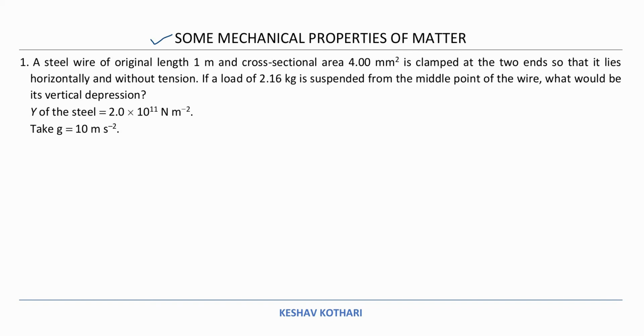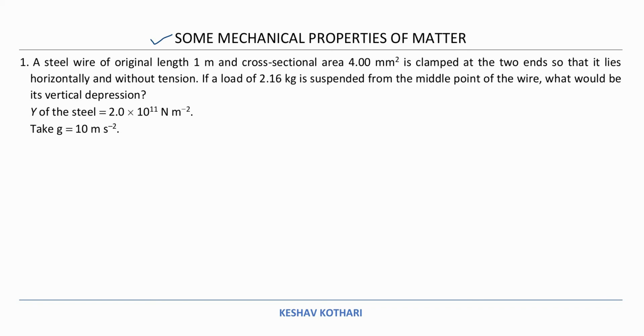A steel wire of original length 1 meter and cross sectional area 4 millimeter square is clamped at the two ends so that it lies horizontally and without tension. If a load of 2.16 kg is suspended from the middle point of the wire, what would be its vertical depression? Given Young's modulus of the steel is 2 into 10 to the power 11 Newton per meter square and g is equal to 10 meter per second square.